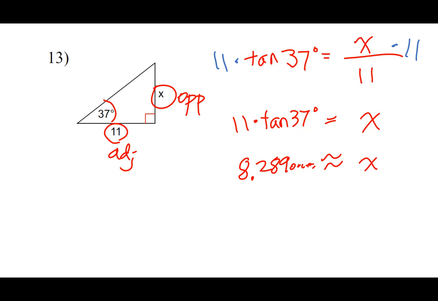8.27. Again, this says rounded to the hundredths place. So you're going to keep two numbers, 8.28. But the next number is 9, so you need to give me one more penny. So 8.29 is the x. It's the length, so it's feet.